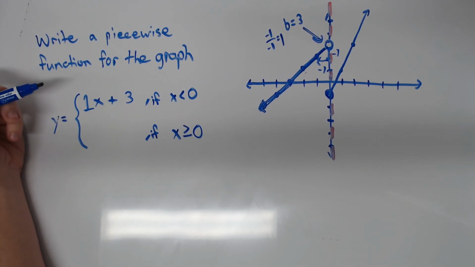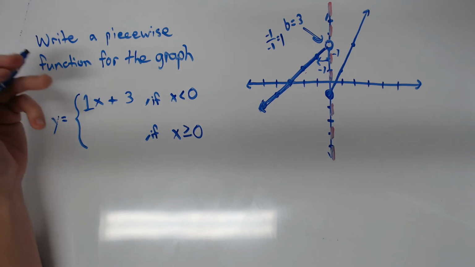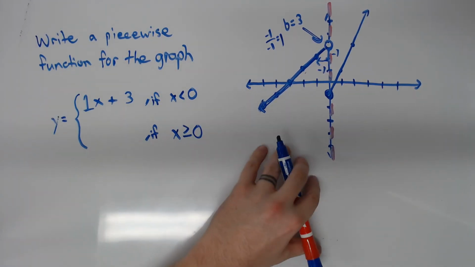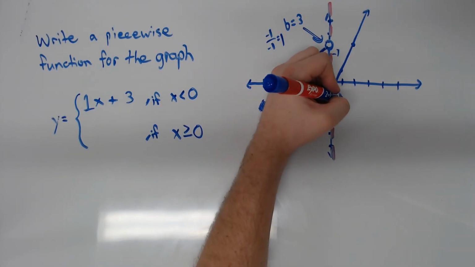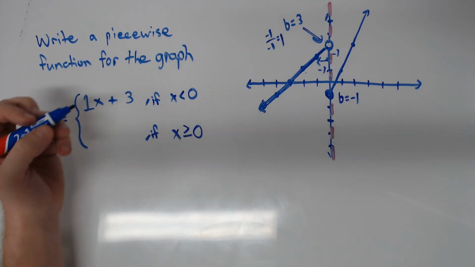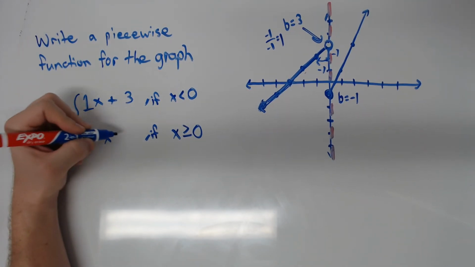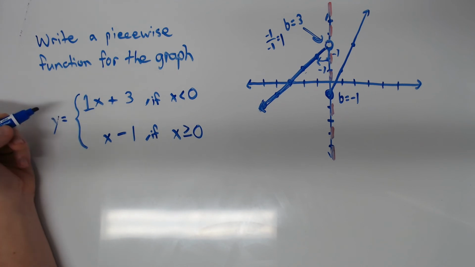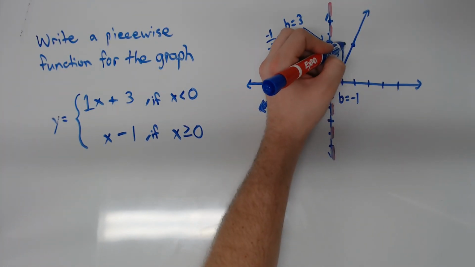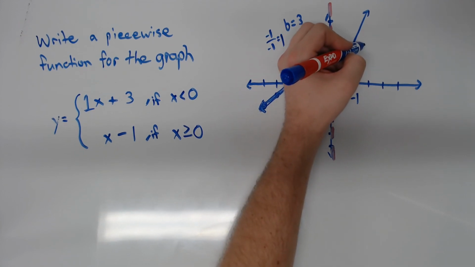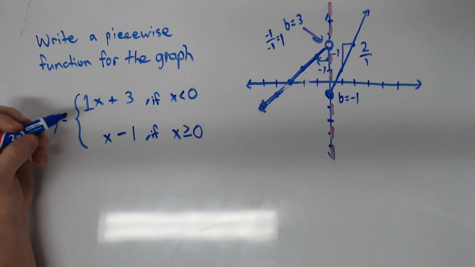Okay, these are all skills we should have from other lessons that we have to rely on here. This lesson really brings a lot of stuff from this year together. The next equation starts down 1. That's a b of negative 1. So it's going to be mx minus 1. I still need my slope, though. This one is going up 2, right 1. So it's a slope of 2 over 1, or just 2.